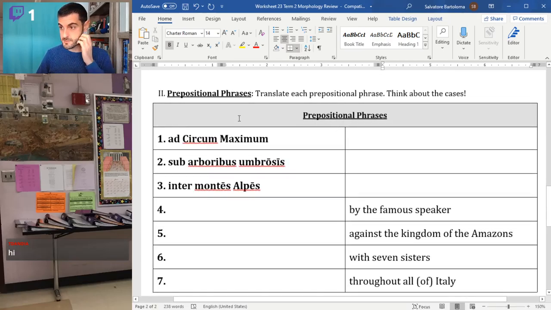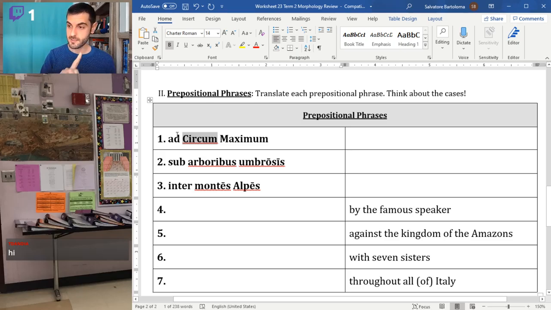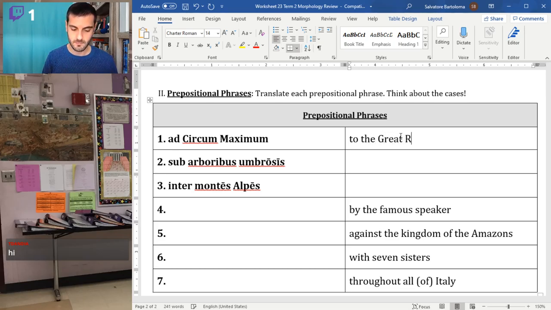Some prepositional phrases here, just to keep those prepositional phrases fresh in our mind. Ad circum maximum, a circus in Latin is a racetrack. So a circus also means circle, but in the sense of the Circus Maximus, this is the big old racetrack. Ad here, of course, meaning to. So to the great racetrack, or we just call it the Circus Maximus. We don't even translate it. The name of that particular track is the Circus Maximus.